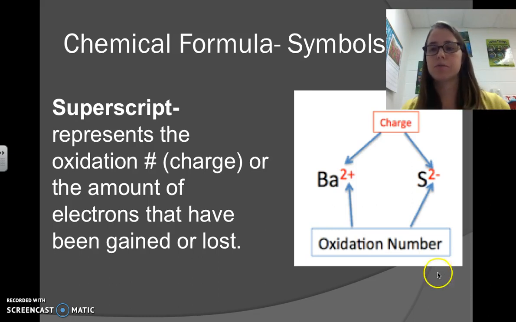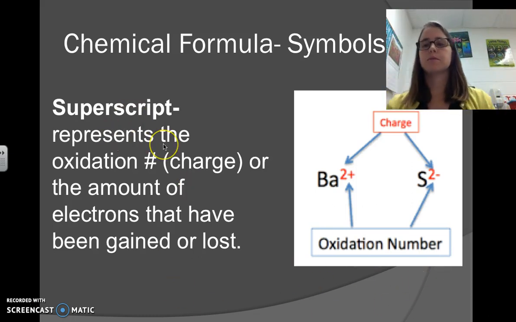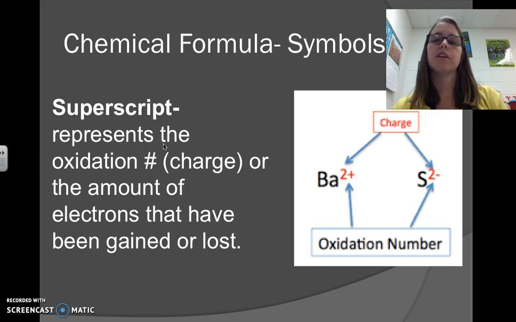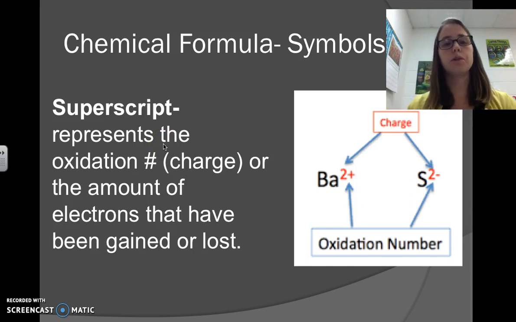Now the superscript. You'll only see this sometimes, and we're going to learn about where superscripts are located and what their charges are, but superscripts represent the oxidation number or charge, or the amount of electrons that have been gained or lost. Remember that every single atom wants to have a full outer shell. A full outer shell, for everything except those first 2 elements, is 8. There should be 8 electrons in that full outer shell.